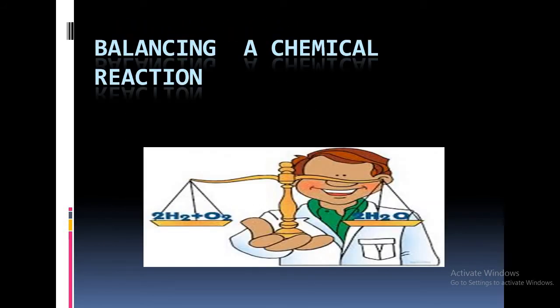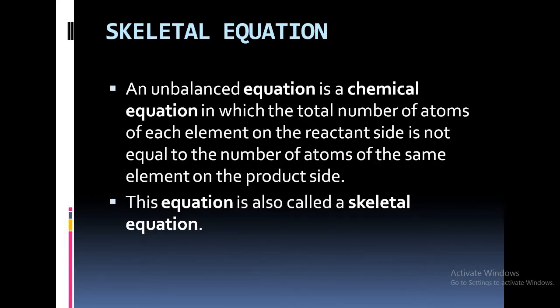So here you are observing a kid like you in the chemistry lab, and a balance is there in his hand, and this equation is also balanced. That is 2H2 plus O2 forms 2H2O. It means the elements taking part in the reaction are hydrogen and oxygen, and on the reactant side there is hydrogen and oxygen, and on the product side there is water. There are 2 molecules of water formed, and 2 molecules of hydrogen and 1 molecule of oxygen taking part in the chemical reaction. So let's see now, what is a skeletal equation?